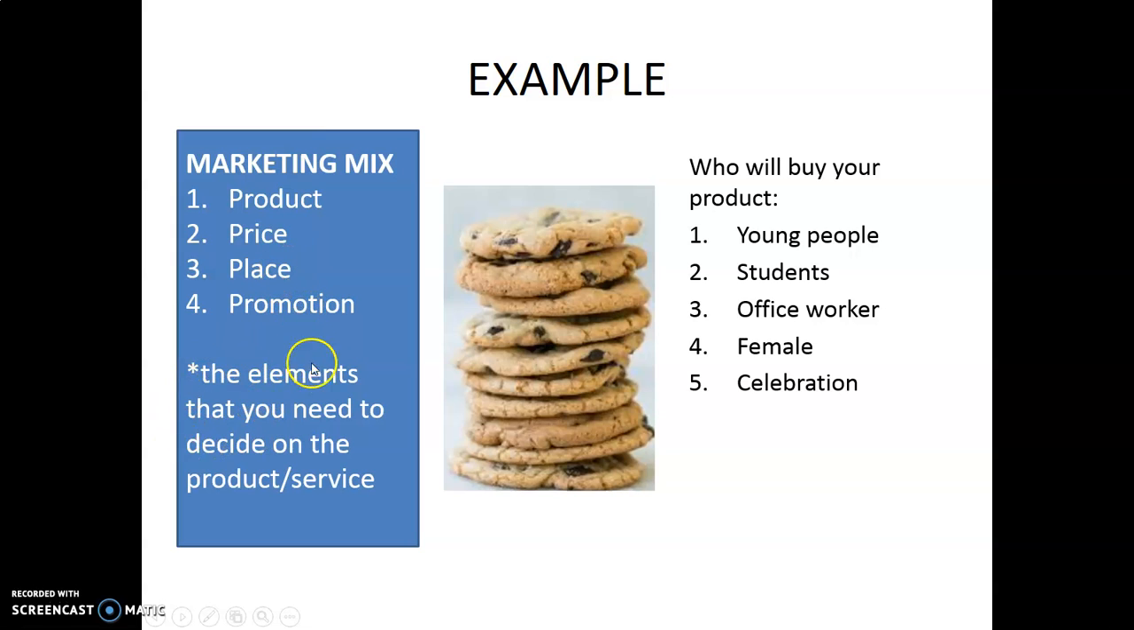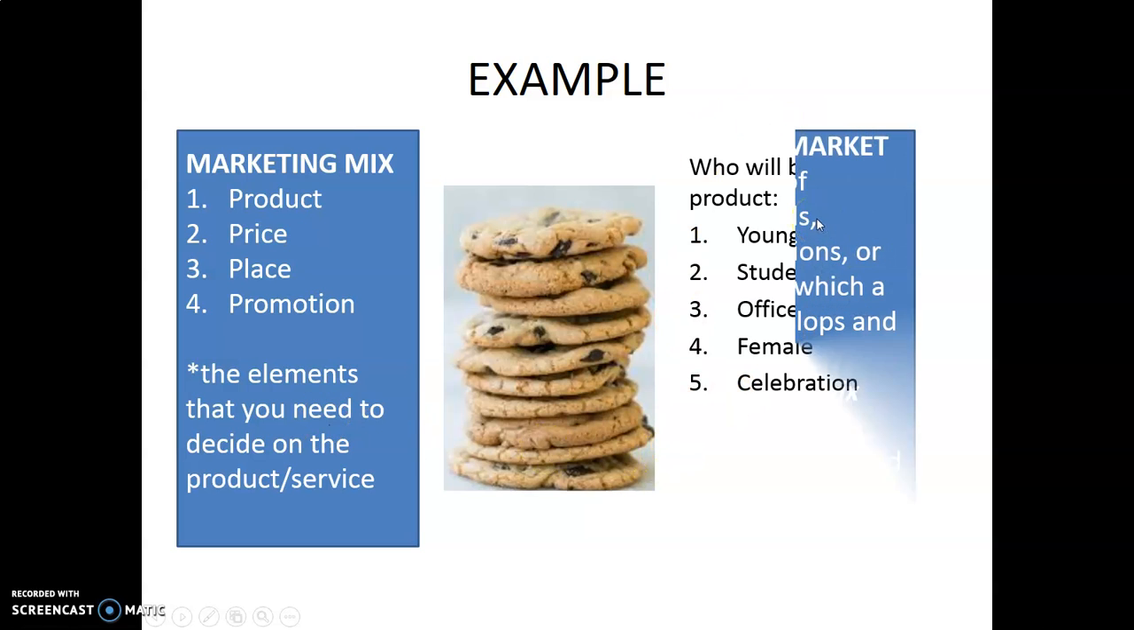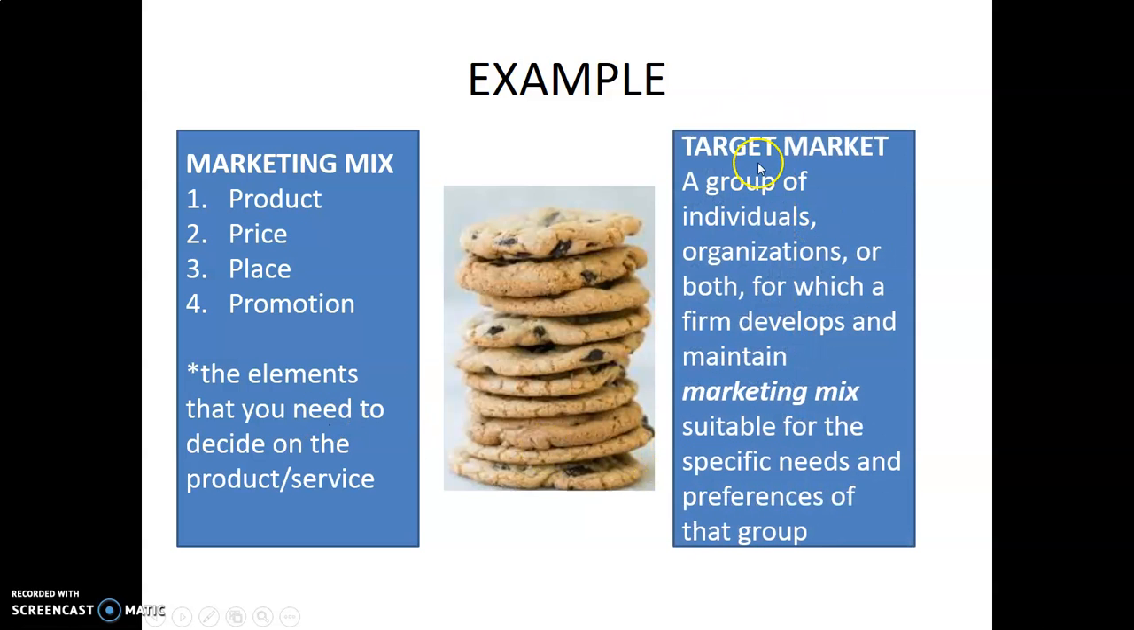So this is all the elements that you need to decide on your product and services. Okay, who are these people? These are what we call the target market. They are individuals, organizations, or both.